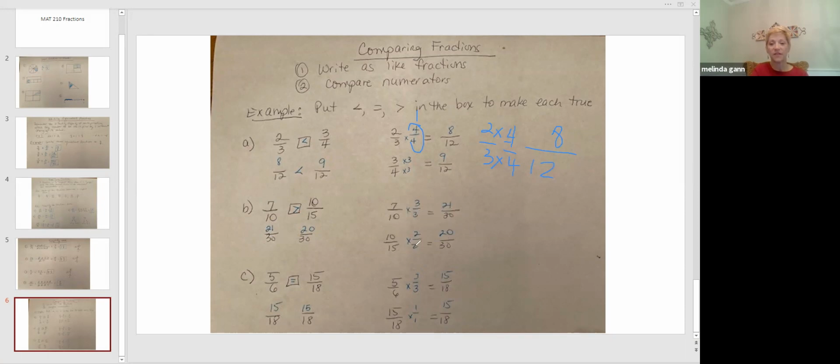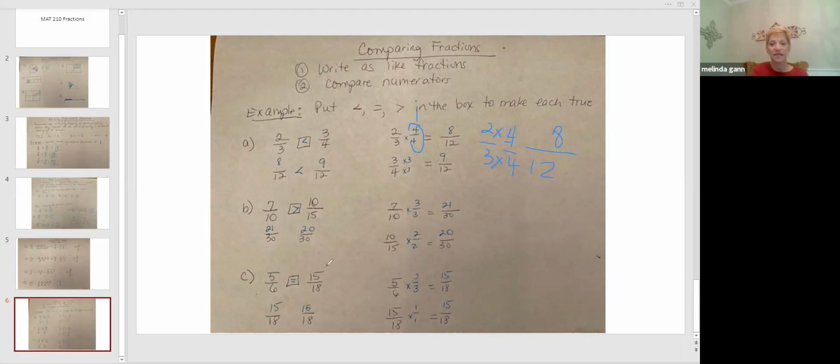Well, what's 10/15? What number goes over 30 to be the same there? What do you multiply 15 by to get 30? You multiply 15 by 2. So if you multiply the bottom by 2, you got to multiply the top by 2. And 10 times 2 is 20. So 7/10 is the same thing as 21/30, and 10/15 is the same thing as 20/30. And 21 is bigger than 20, so 7/10 is bigger than 10/15.